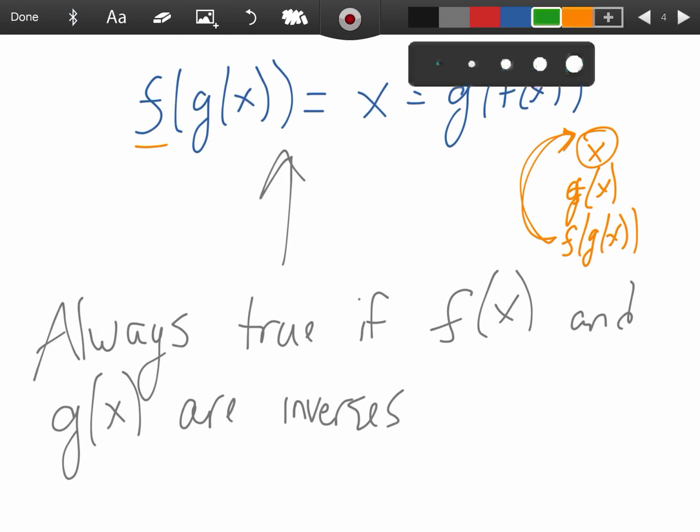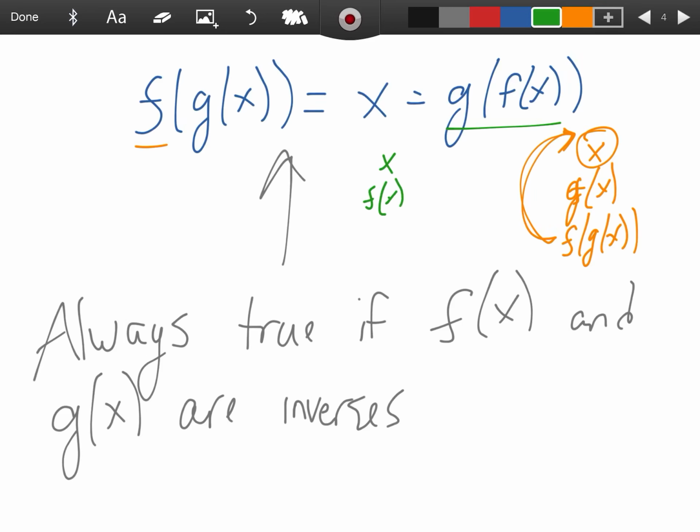Same thing for g of f of x. We start with x, we do f of x, and then we do g of that f of x. If g of x really undoes f of x, it should bring us right back to where we started, which was x. So that is why f of g of x equals x and g of f of x equals x if f of x and g of x are inverses.